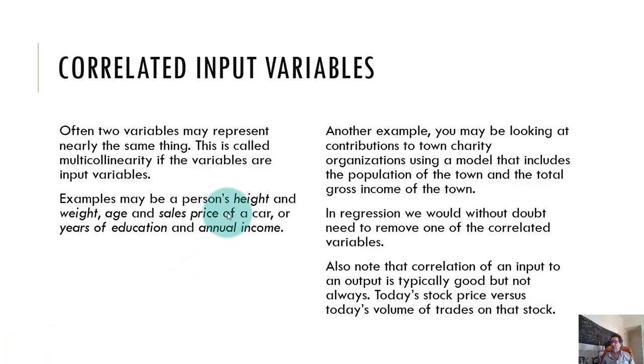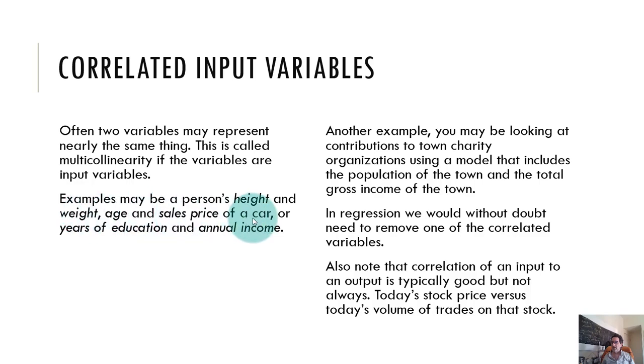Okay, let's go back to the situation of correlated input variables. So we said that often two variables may represent nearly the same thing, and this is called multicollinearity if the variables are input variables. Examples may be a person's height and weight. So height and weight of a person are fairly correlated, right? If you're taller, your weight will go up in general.